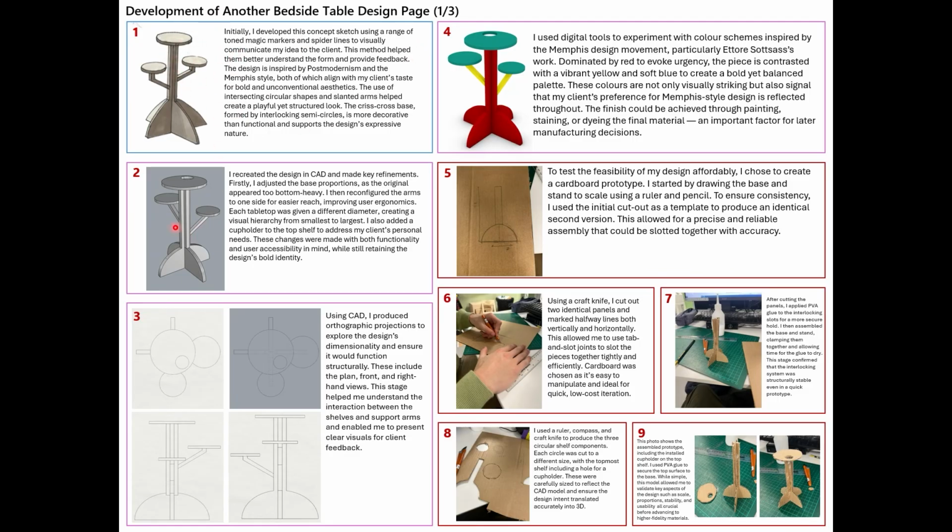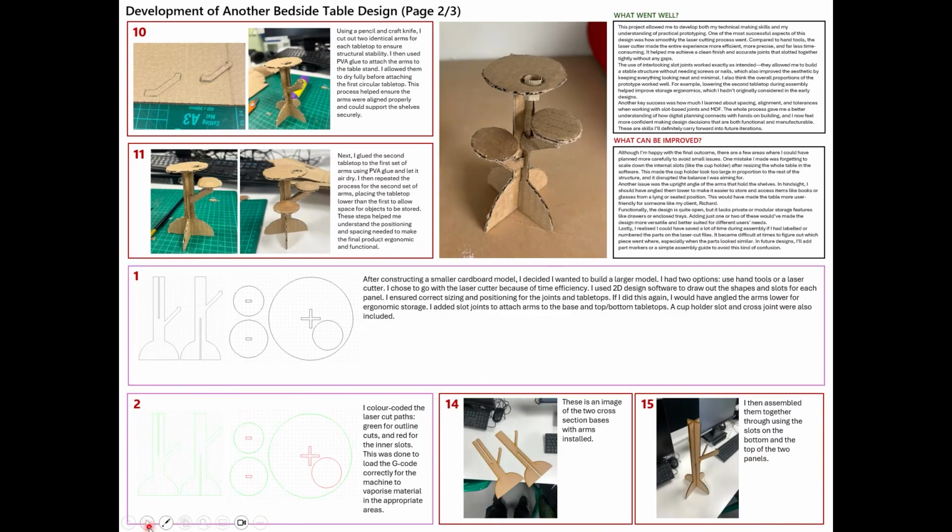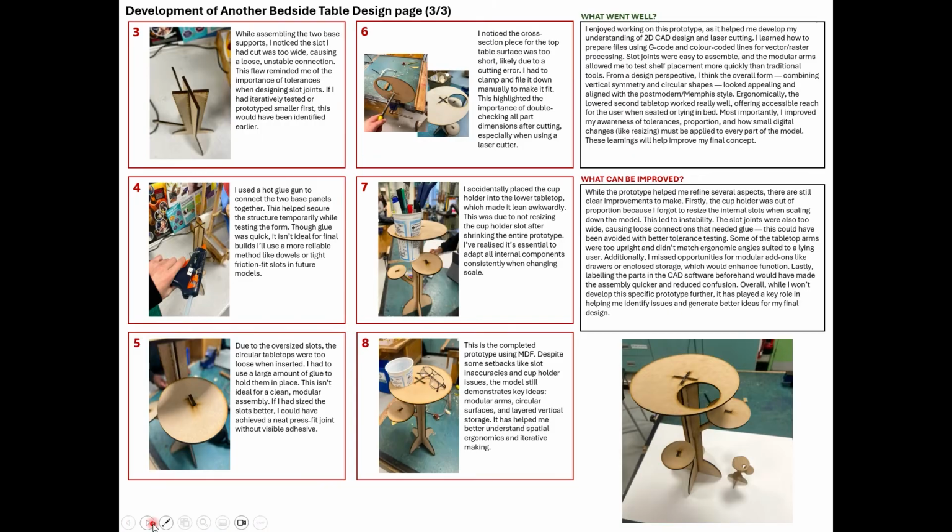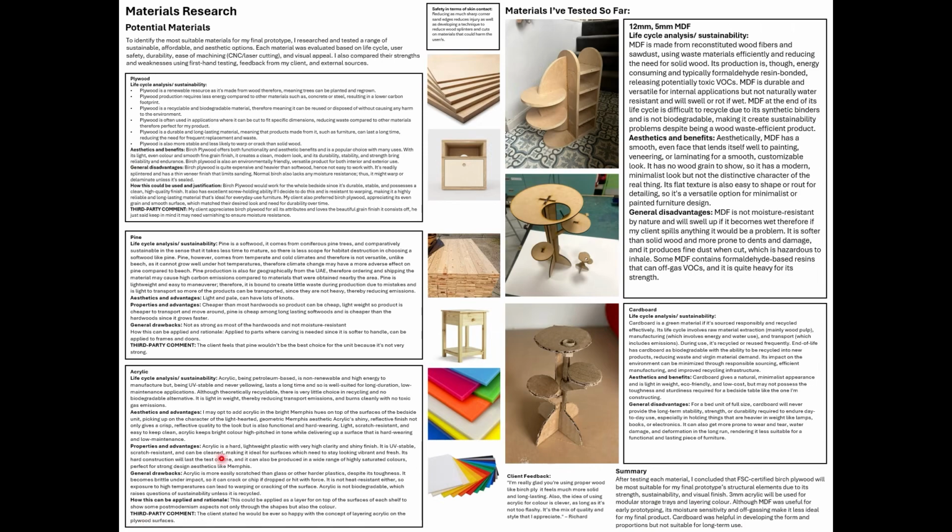This is the bedside table design. I did this firstly out of cardboard. What went well, what can be improved. I then did it in MDF, which wasn't the most successful. I kind of got the cup holder wrong, but that's great. You can write how you got that wrong in your what can be improved. It shows the examiner that if you did it again, you would make it 10 times better. Then I did materials research, potential materials I could use, materials I've tested so far.